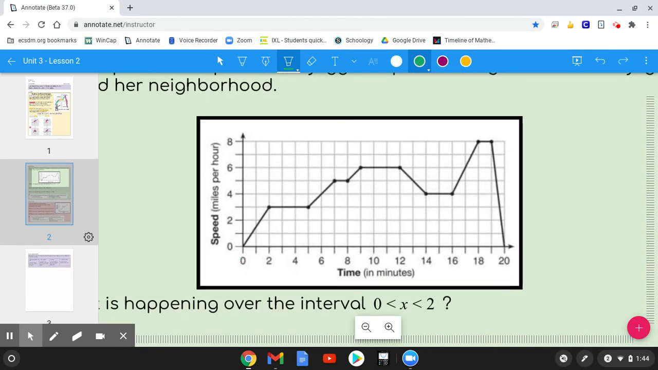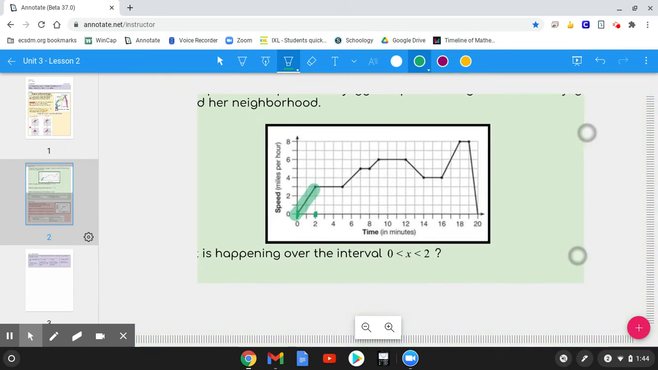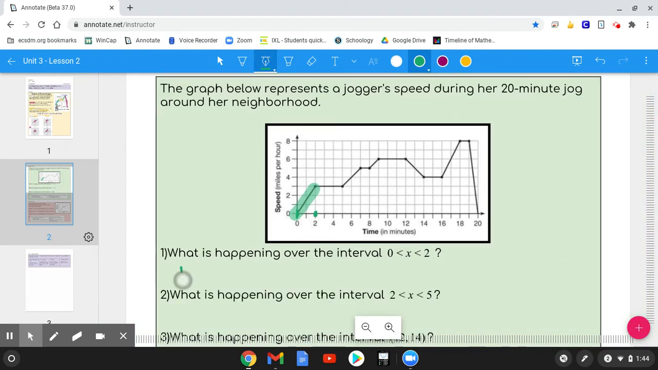What's it doing between 0 and 2? Well, there's the x value, 0 and 2. Let's see what our graph is doing between those two. We'll highlight there. Notice, what is the graph doing? The graph is increasing. What does that mean in the context of the problem here? Our speed, how do I know it's speed? Because I'm looking at the graph right here, the title. We're comparing speed and time. So as time increases, our speed is also increasing.